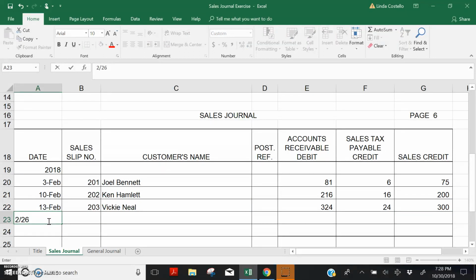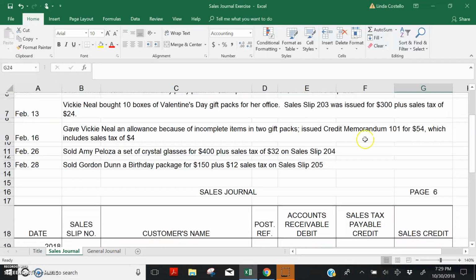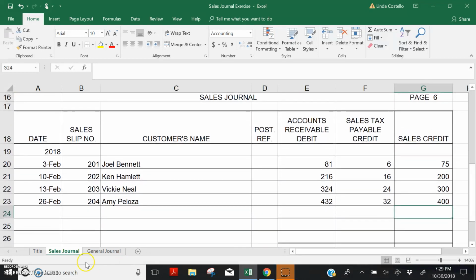February 26th, sales slip number 204. Customer name is Amy Pelosa. Debit accounts receivable, $432. Credit sales tax payable, $32. Credit sales, $400. February 28th, sales slip number 205. Customer name, Gordon Dunn. Debit accounts receivable, $162. Credit sales tax payable, $12. Credit sales, $150.